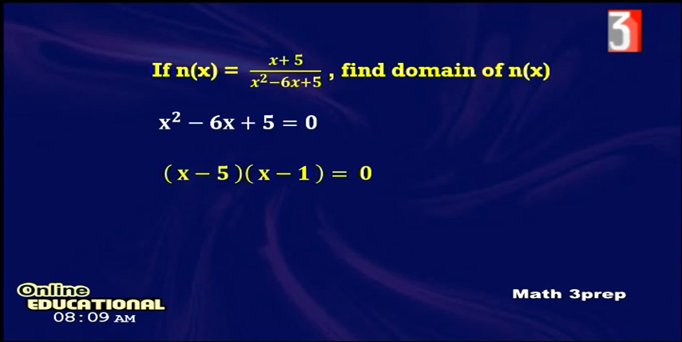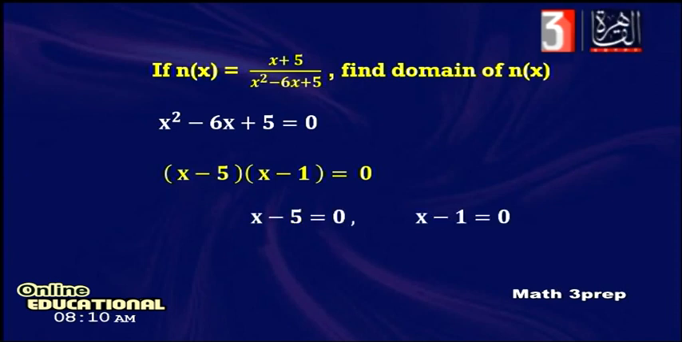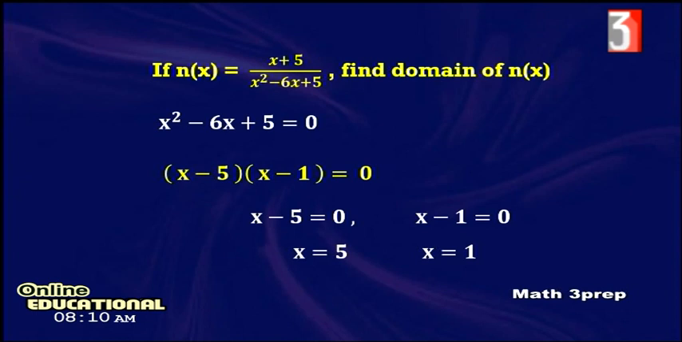Two brackets multiplied by each other equals 0. So either the first bracket, x minus 5 equals 0, or the other bracket, x minus 1 equals 0. In this case, we can find the value of x as 5 or the value of x as 1. Now you have two values for x, which are 5 and 1. Then what about the domain of such an algebraic fractional function? Yes, the domain will be all the set of real numbers except 1 and 5. So the domain equals R minus the set of 1 and 5.